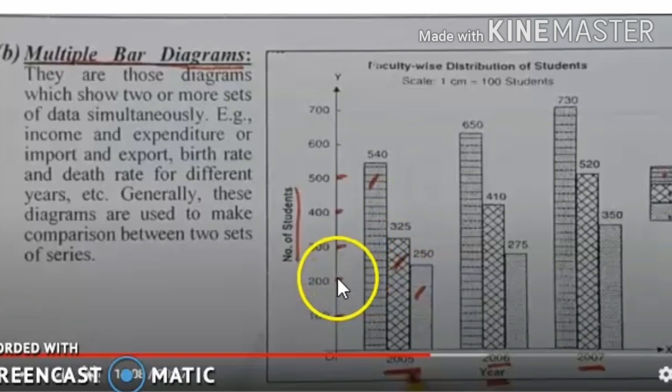And here also you can mark by 0.5, 1 centimeter you can get 0.5 here, no? So you can just mark 250. So 1 centimeter gap, the scale has to be drawn, 1 centimeter equal to 100 students. So like that you have to write the scale, and you can mark. Hope you understood the multiple bar diagram.